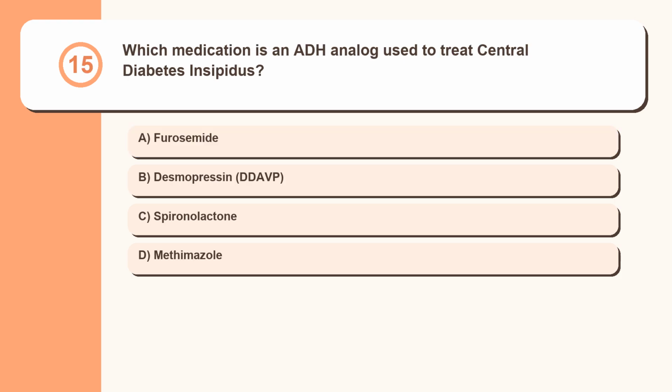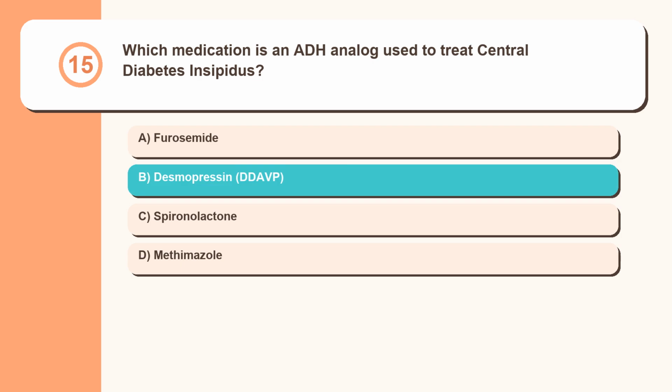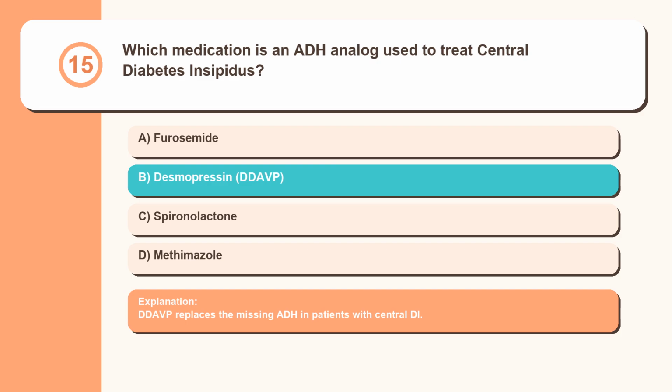Question 15. Which medication is an ADH analog used to treat central diabetes insipidus? Furosemide, desmopressin, DDAVP, spironolactone, methimazole. DDAVP replaces the missing ADH in patients with central DI.